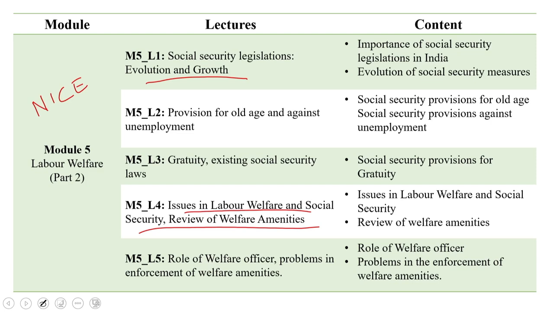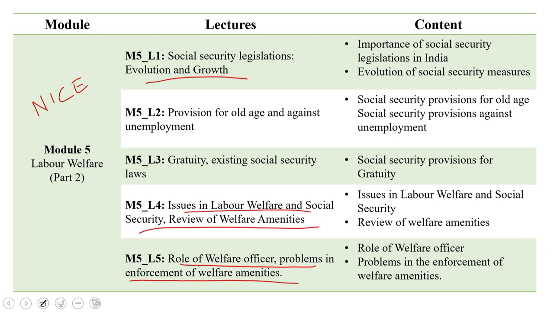In M5, L5, the fifth lecture of module 5, we looked into the role of the welfare officer specifically and problems in enforcement of welfare amenities. We looked into the role of welfare officers typically executing policies regarding working conditions, welfare, etc., of workers in industrial undertakings, maintaining liaison between management and labor, and promoting harmonious relations between them. These were some of the critical functions.